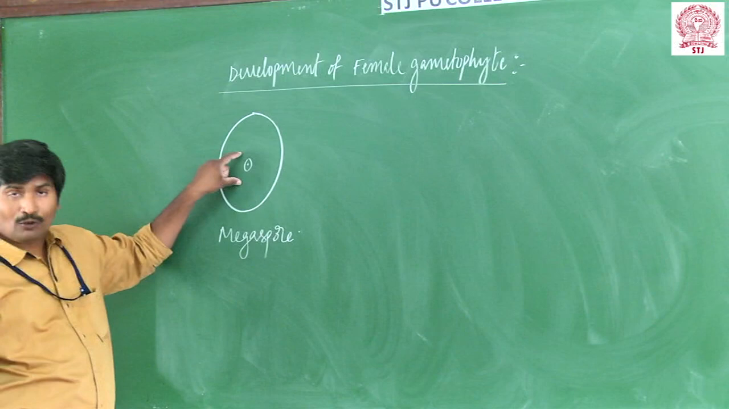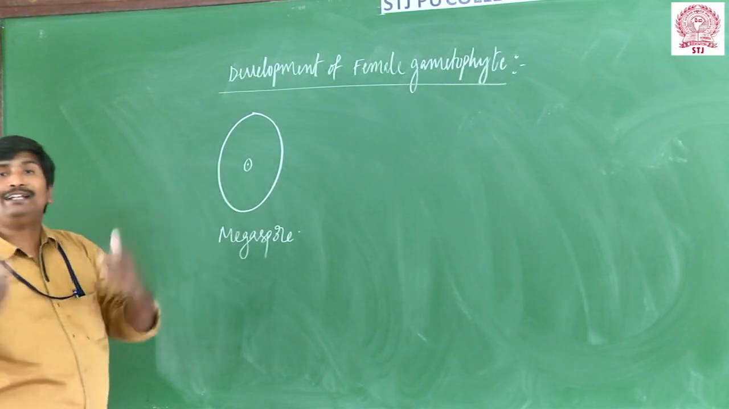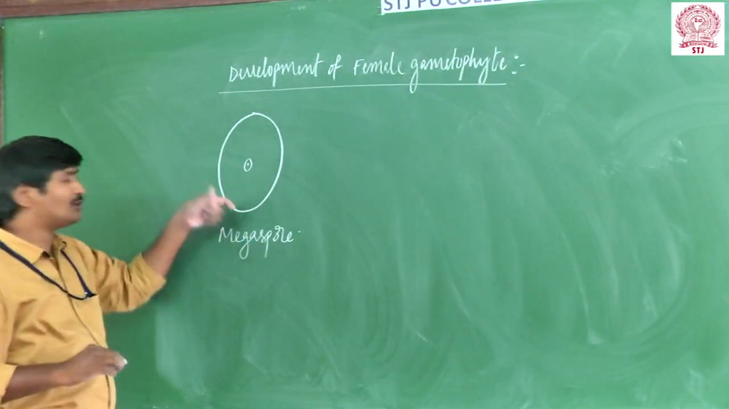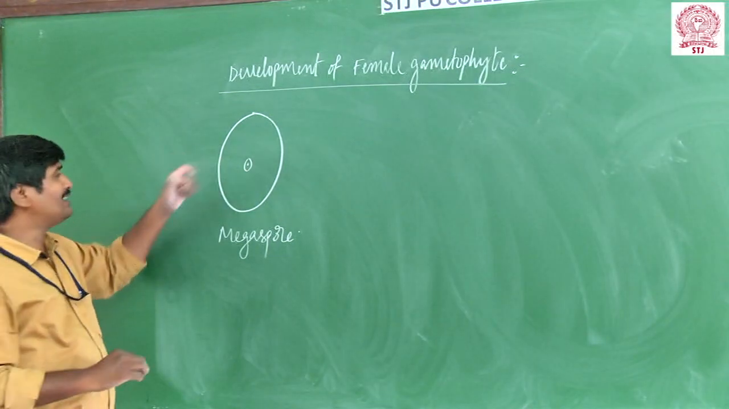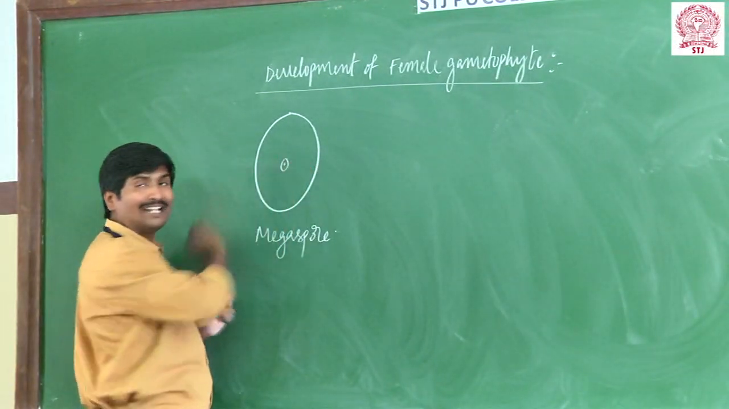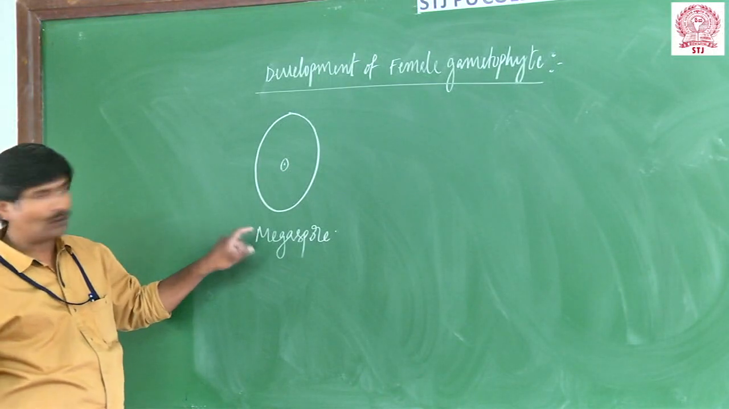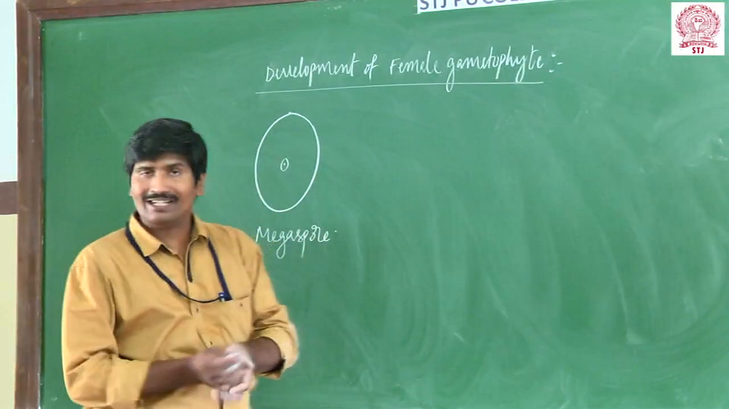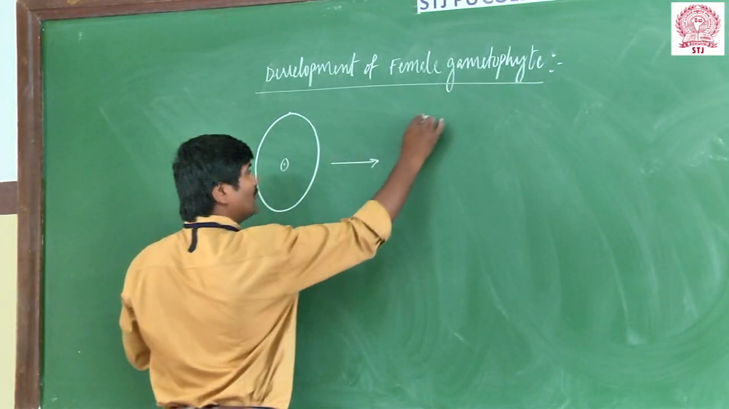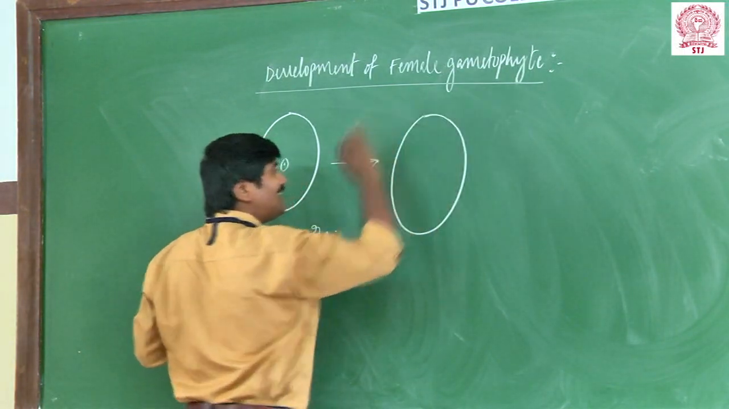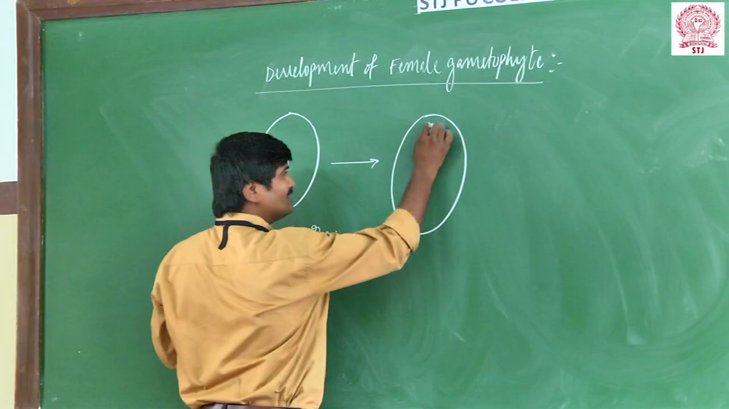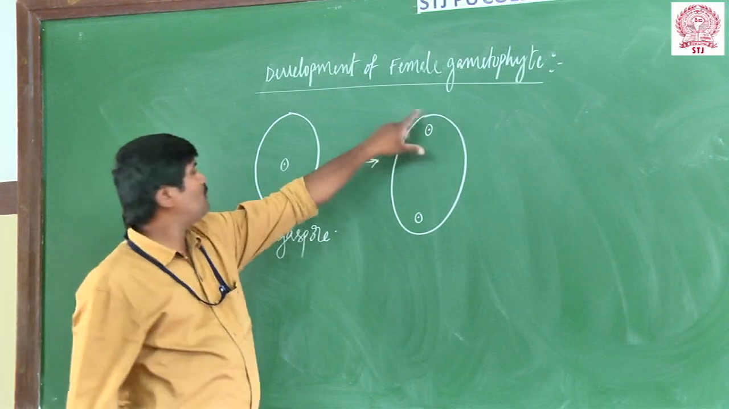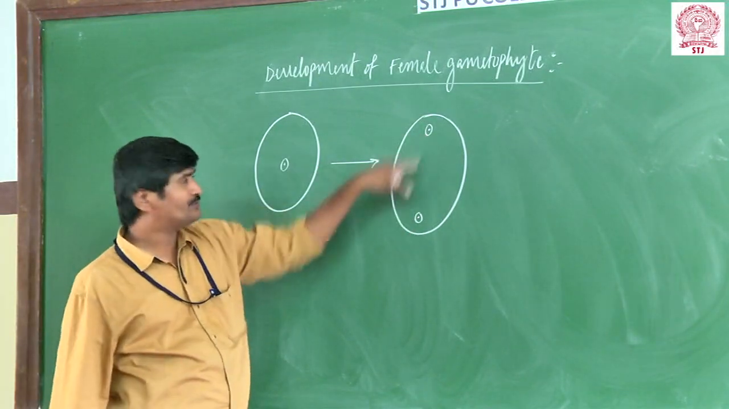This functional megaspore undergoes repeated mitotic cell divisions. See here, the megaspore further grows and is well differentiated. It contains a prominent nucleus and cytoplasm. It is the nucleus of the megaspore. The nucleus of the megaspore undergoes mitotic cell division. In the first mitotic cell division, the single nucleus is divided into 2 nuclei. The 2 nuclei move towards the opposite poles of the megaspore.